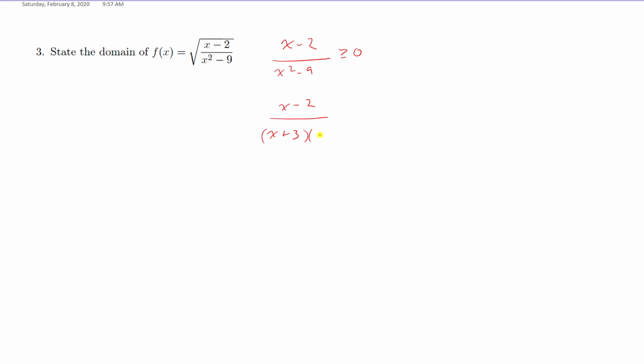And then, well, at this point, as you said, we could go ahead and put it onto a number line. And what do we put on the number line? We put onto the number line all values where the expression is either 0 or undefined. So the expression is 0 at x equals 2. So let me just go ahead and label that up there.